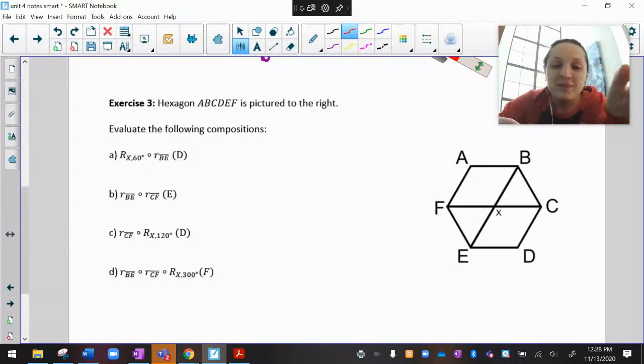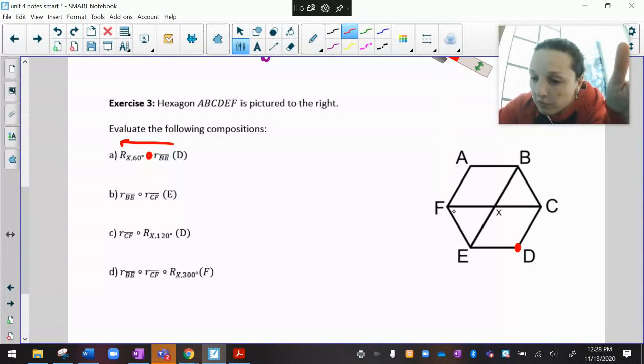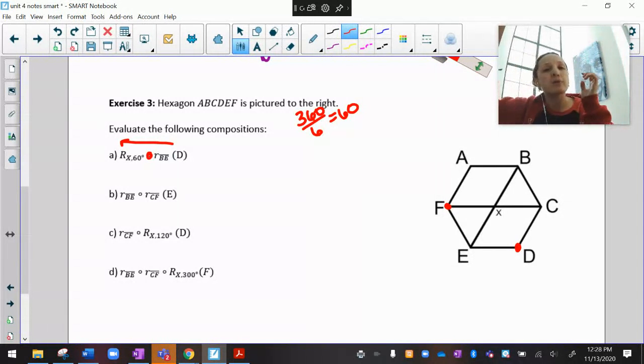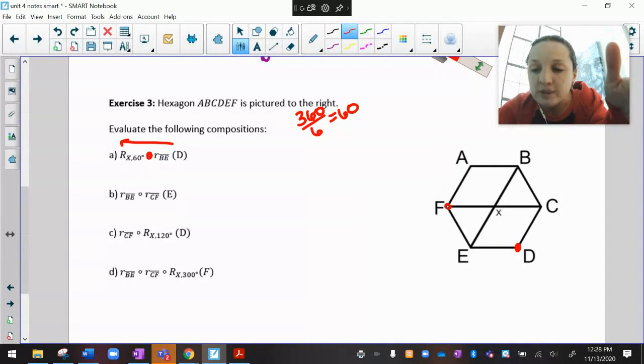Okay, starting at A. So I'm supposed to see the bubble, go right to left, start at D, flip D over BE. So I think of BE as my fold line. That becomes F. Then take F and rotate 60 degrees. Well, where'd they get 60? 360 divided by 6 is 60. So that means every corner is 60 degrees away. So I want to go 60 degrees counterclockwise from F. That would bring me to E.